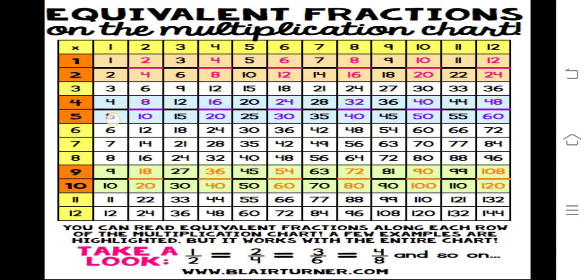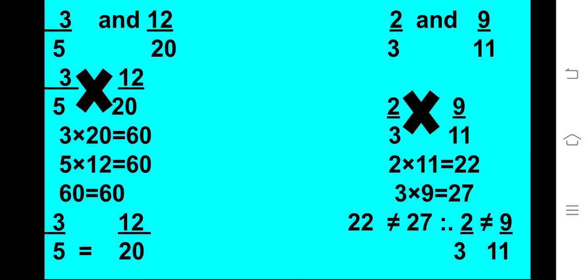Same way in this also, 4 by 5 is equal to 8 by 10, 12 by 15, 16 by 20. So all this is the way you have to multiply the numerator and the denominator of the fraction by the same number. This is called an equivalent fraction.